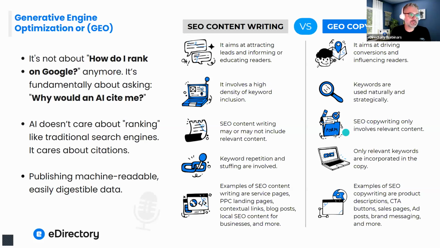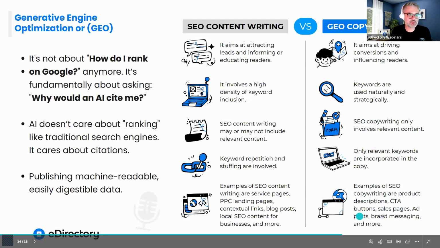This is GEO copywriting, it only involves relevant content. Only relevant keywords are incorporated in a copy. Copy, we mean like a text, like a promotional text. And examples of GEO copywriting are product descriptions, CTA buttons, sales pages, ad posts, brand messages, and much more.